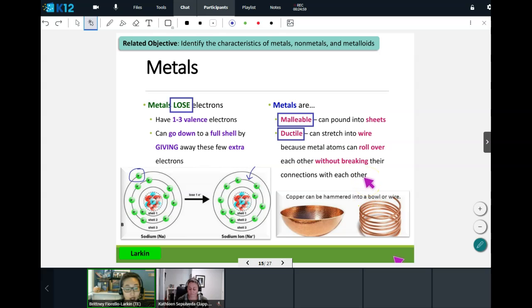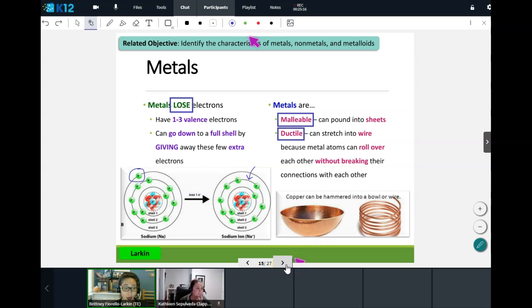But metals are really good at keeping connections with each other. It's a lot harder to break apart metal atoms from each other. Okay, emoji in the chat box if you feel comfortable with this. Metals want to lose electrons. That's the most important characteristic, but they also have some other really unique properties like being malleable and ductile.